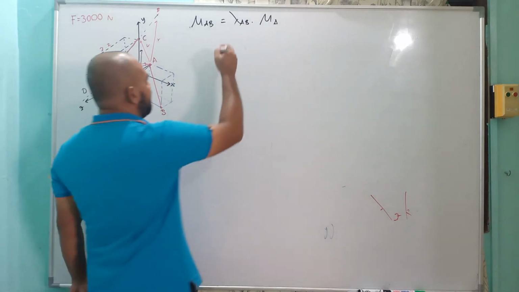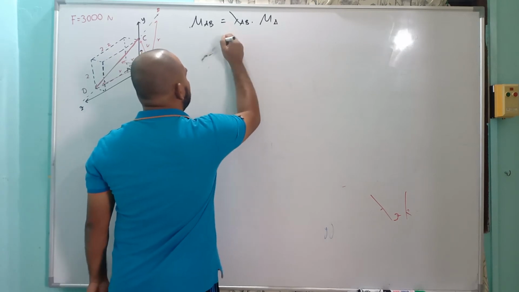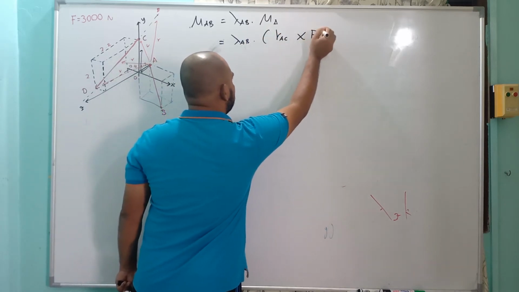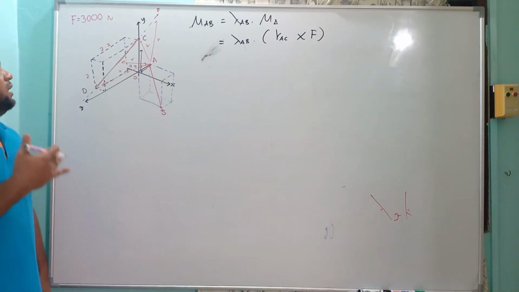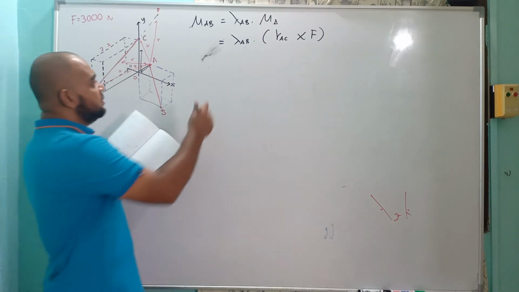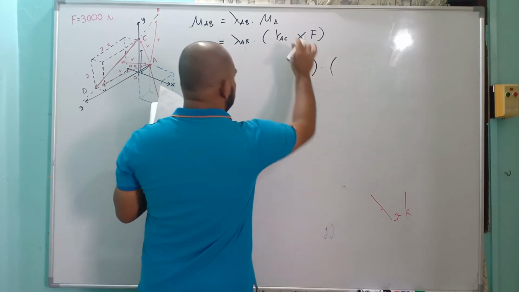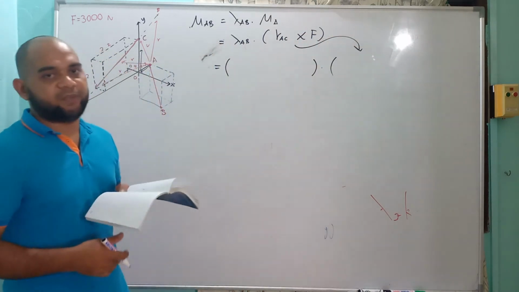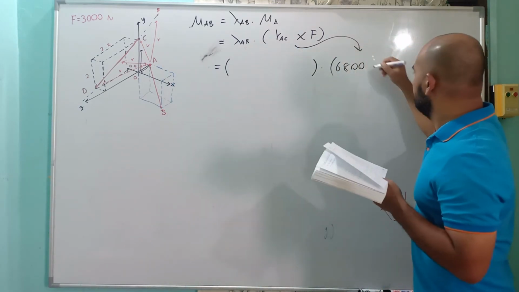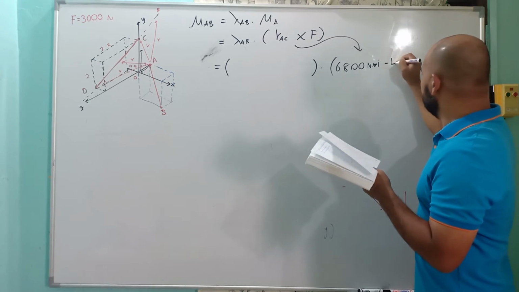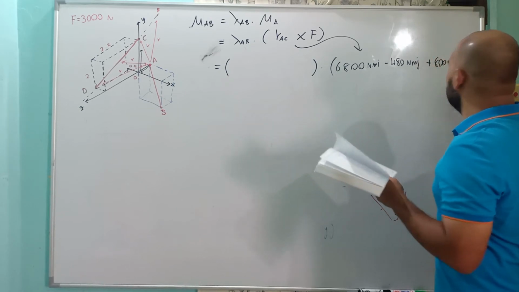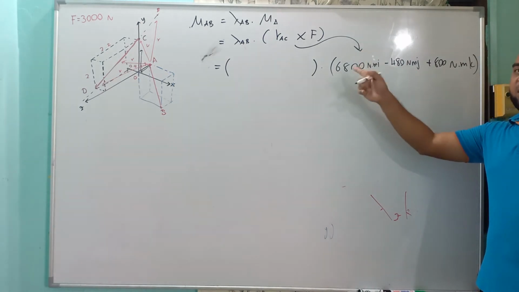Okay, so what is lambda AB in this case? If I want to elaborate a little more, lambda AB dot MA is RAC cross F. From the previous calculation, we have calculated this one in a previous video; go back to the previous video and you can see that we already have 800 Newton meter I minus 480 Newton meter J, and then plus 800 Newton meter K. This is what we have from the previous chapter, the MA, moment about point A.